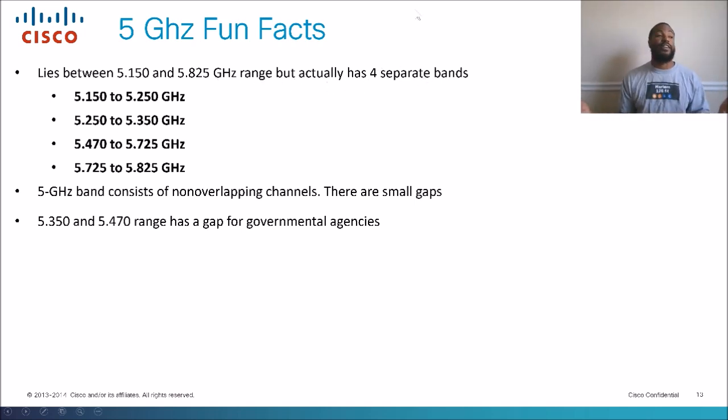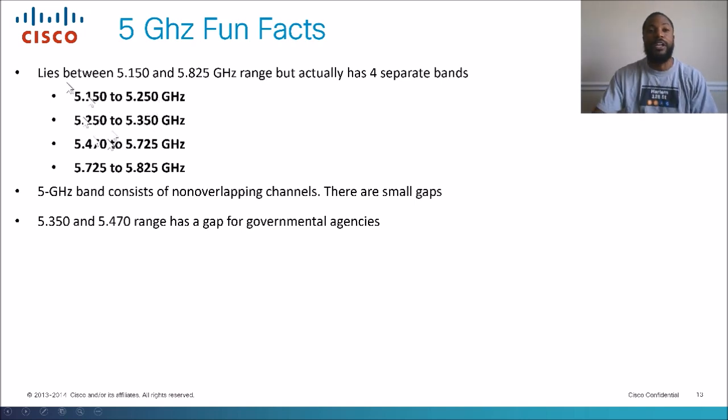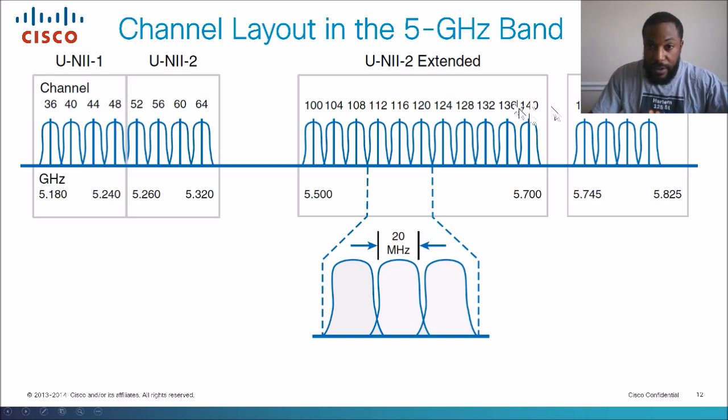We just call it the 5 gigahertz range because it's easier than saying 5.150 to 5.250 gigahertz range or the 5.2. You see why I'm getting tongue twisted there? So we aren't talking about all of that, right? We just call it the 5 gigahertz range because it's a lot easier to talk about the 5 gigahertz bands right here. So again, we're skipping this part right here.